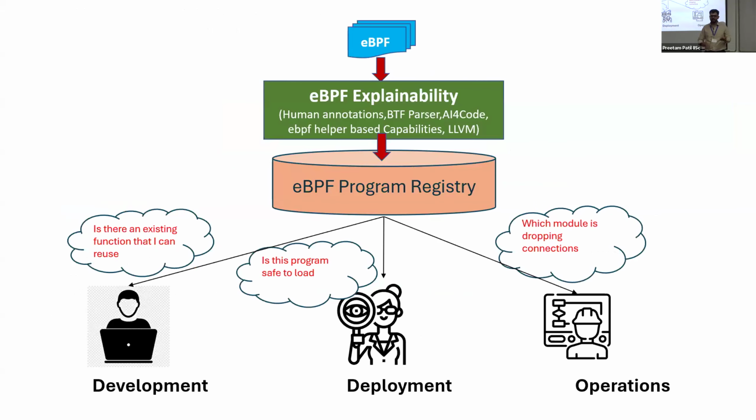So in our eBPF DevSecOps environment, we provide this end-to-end environment for eBPF explainability. We have work where we have done human code annotation. We have ongoing work on AI for code, which uses LLMs to explain what eBPF programs are doing. We have helper-based capabilities and user-space capabilities for eBPF programs to monitor and debug. And at the same time, we have policy-based enforcement for these eBPF programs from the LLM layer or from the runtime layer.